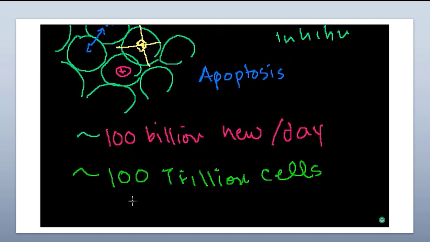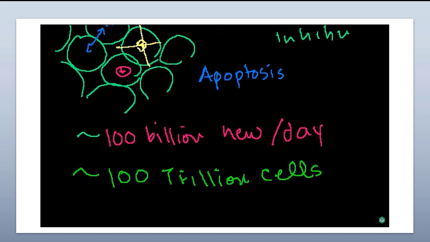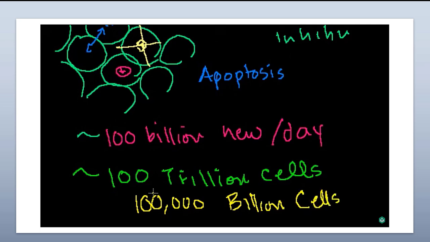But just to take a little side note here, this gives you an appreciation for the complexity of the human body. We think of our world economy and world society as so complex. It's made up of 6 billion humans. We're made up of 100 trillion cells. Let me rewrite 100 trillion in billions. 100 trillion can be rewritten as 100,000 billion cells.